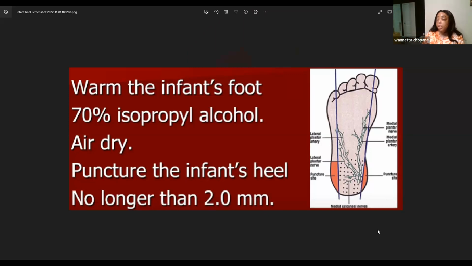Do I have any questions regarding the capillary punctures of an infant's foot? Remember, birth to 12 months.